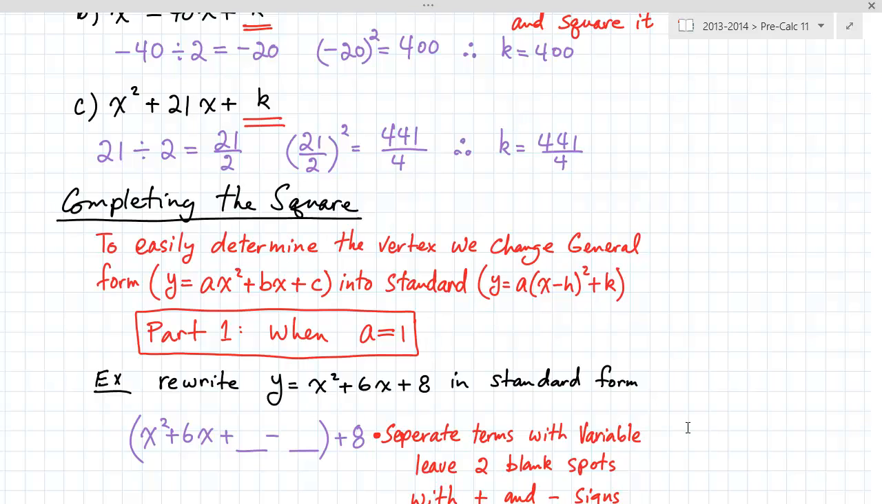Okay. So we're going to separate the terms that have the variables in them, and we want to leave 2 blank spots with a plus and a minus sign. So you're going to take x squared plus 6x, those two have variables in them, plus a blank space, minus a blank space. I'm going to write that.